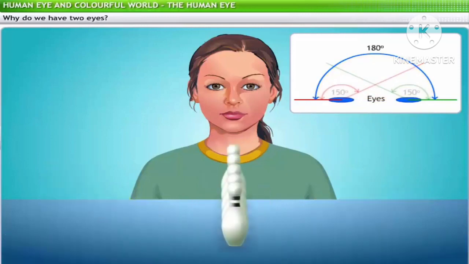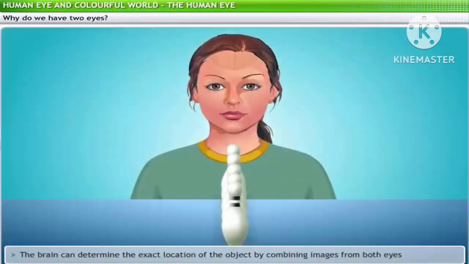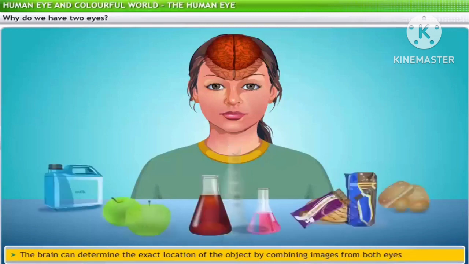This happens because each eye receives a different image of an object on its retina. These images are about 2 inches apart. This is especially true when an object is close to your eyes. The brain can determine the exact location of the object by combining images from both eyes. This positioning of eyes, known as stereo vision position, helps us to see the maximum possible number of objects around us.